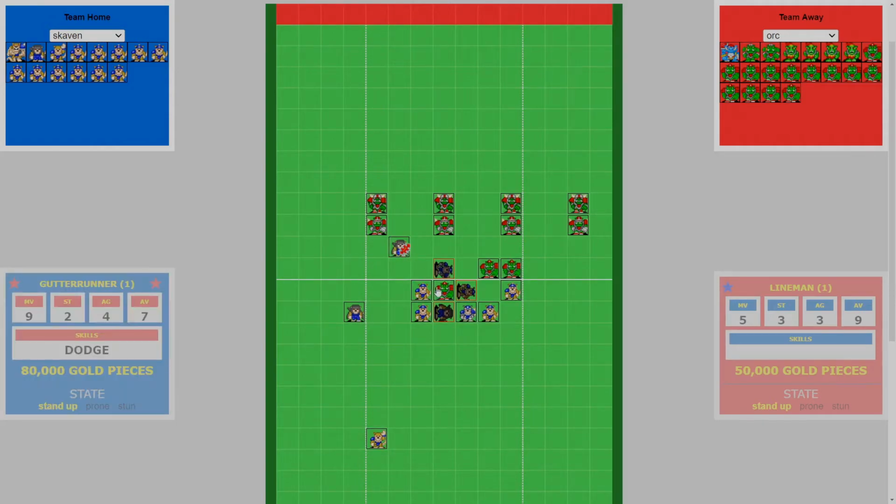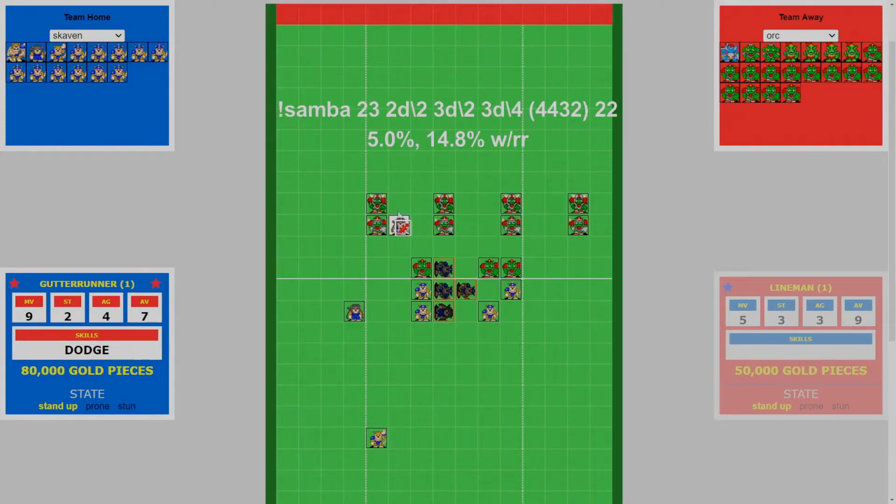Finally, we've got the Orcs right next to each other in the backfield. So now, as the gutter runner dodges through, they have to take the path all the way through, which is a 4-4-3-2. So now we're at 5% without a reroll, or 14.8% with the reroll. So as you can see, this is the best setup.